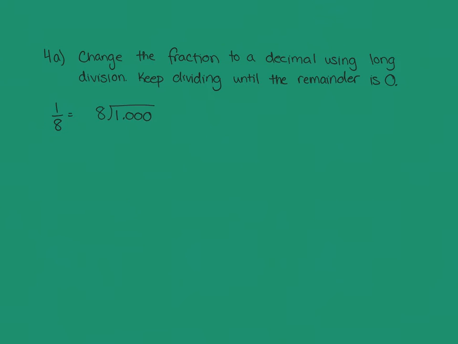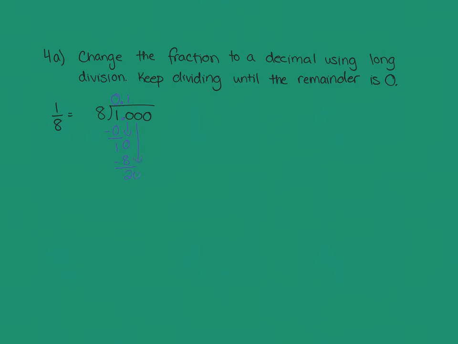Question 4a asks you to change the fraction to a decimal using long division and then keep dividing until the remainder is 0. So if we look at this first one here, 8 goes into 1 0 times. So 1 minus 0 is 1. Then we bring down the 0. Remember to place the decimal in line with the decimal in the long division symbol. 8 goes into 10 once. So 1 times 8 is 8. 10 minus 8 is 2.